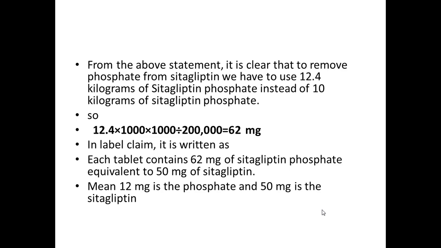From the above statement, it is clear that to remove phosphate from sitagliptin, we have to use 12.4 kilograms of sitagliptin phosphate instead of 10 kilograms of sitagliptin phosphate. So by multiplying the whole issued quantity 12.4 by 1000 by 1000, then dividing by the batch size, we will obtain the actual potency, that is 62 milligram. Then the label claim is written as each tablet contains 62 milligram of sitagliptin phosphate equivalent to 50 milligram of sitagliptin. Meaning 12 milligram is phosphate and 50 milligram is sitagliptin.